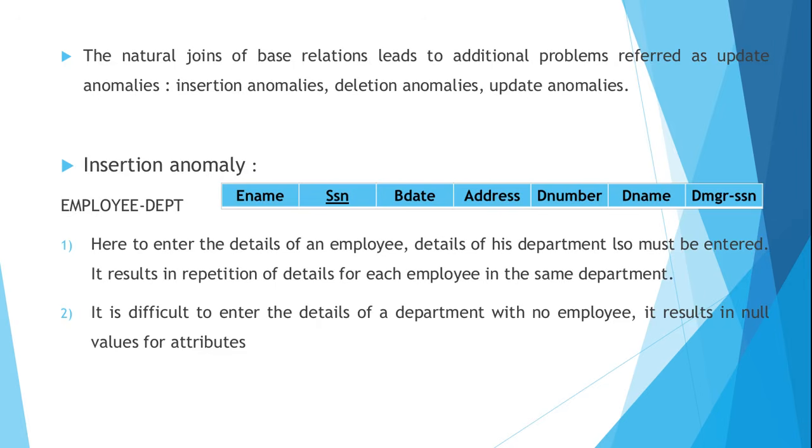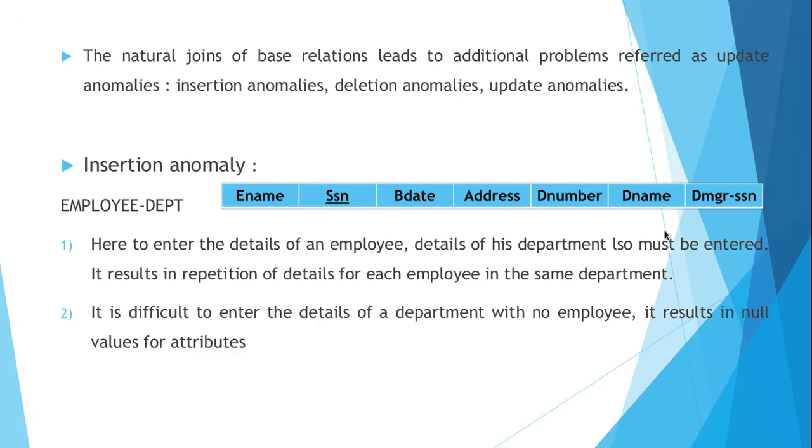Consider the same example, employee department. Here, if you want to insert the details of an employee, we have to insert his department details also. That is, for each employee, we have to insert his department number, department name, and manager SSN. So repetition comes, because whenever you insert the details of each employee working in the same department, we are always entering the same department number, same department name, and same manager SSN.